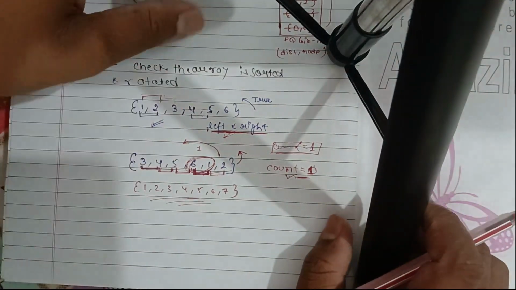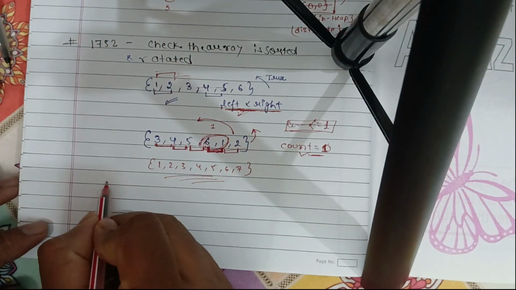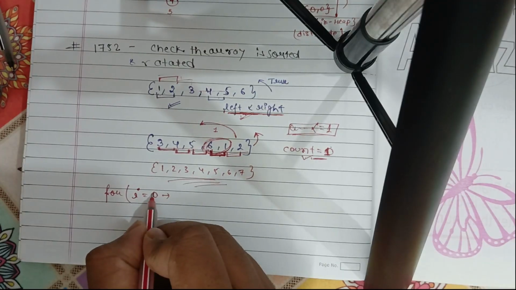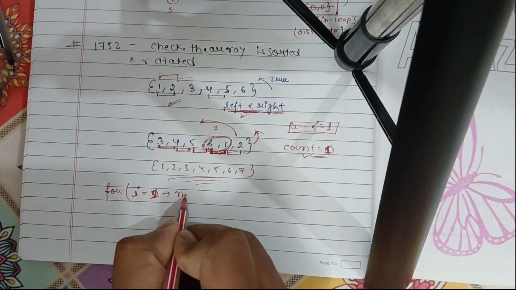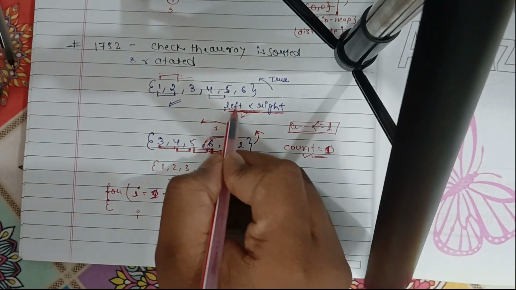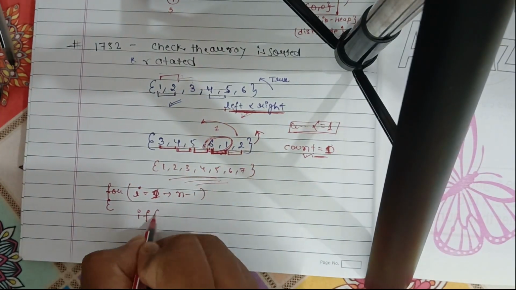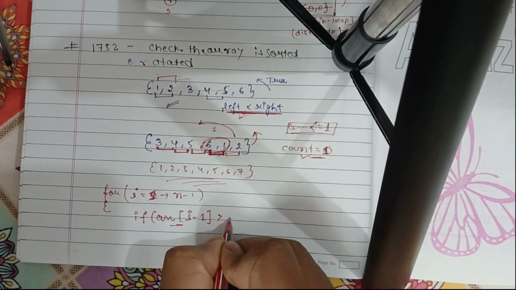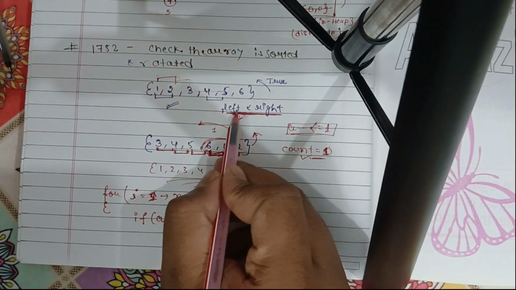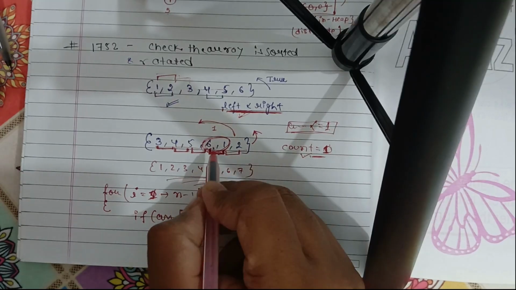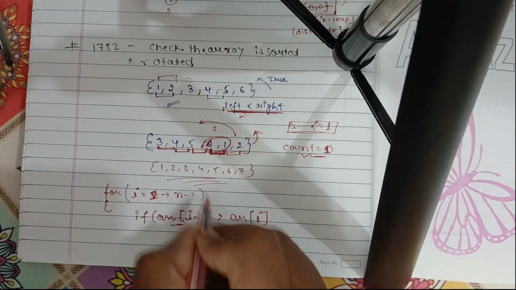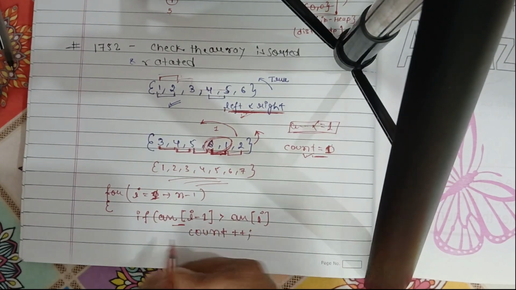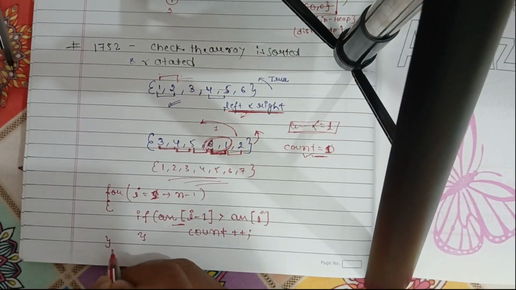So if we write the code, what would it be? For i, I would start from 1 and go up to n minus 1, and it will only check how many times it is violating the condition. So if arr[i minus 1], which means left, is greater than arr[i], which means if this condition is true, then it is violating. So this 6 is greater than 1. So it will increase the count one time: count plus plus, and the if condition will end and the for loop will end.